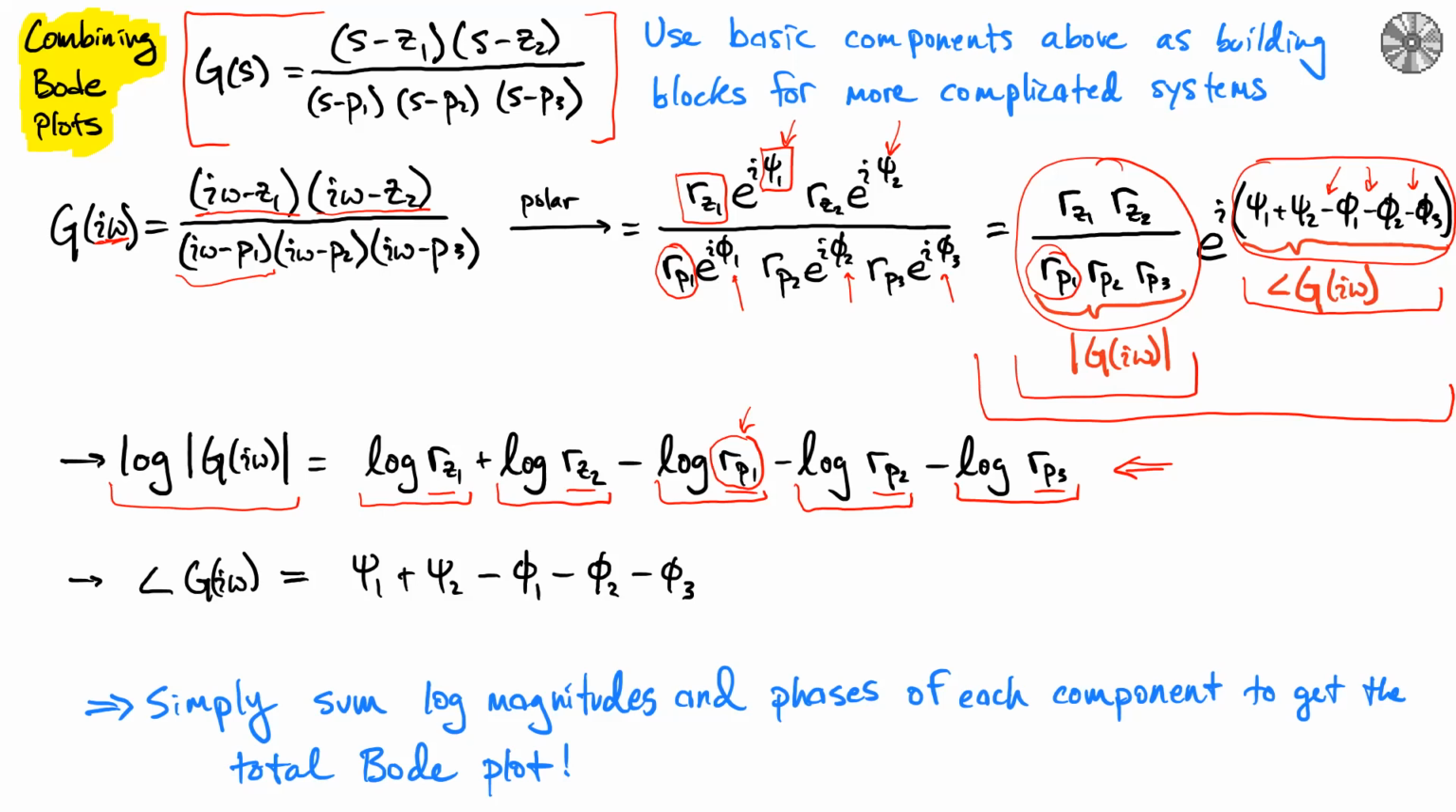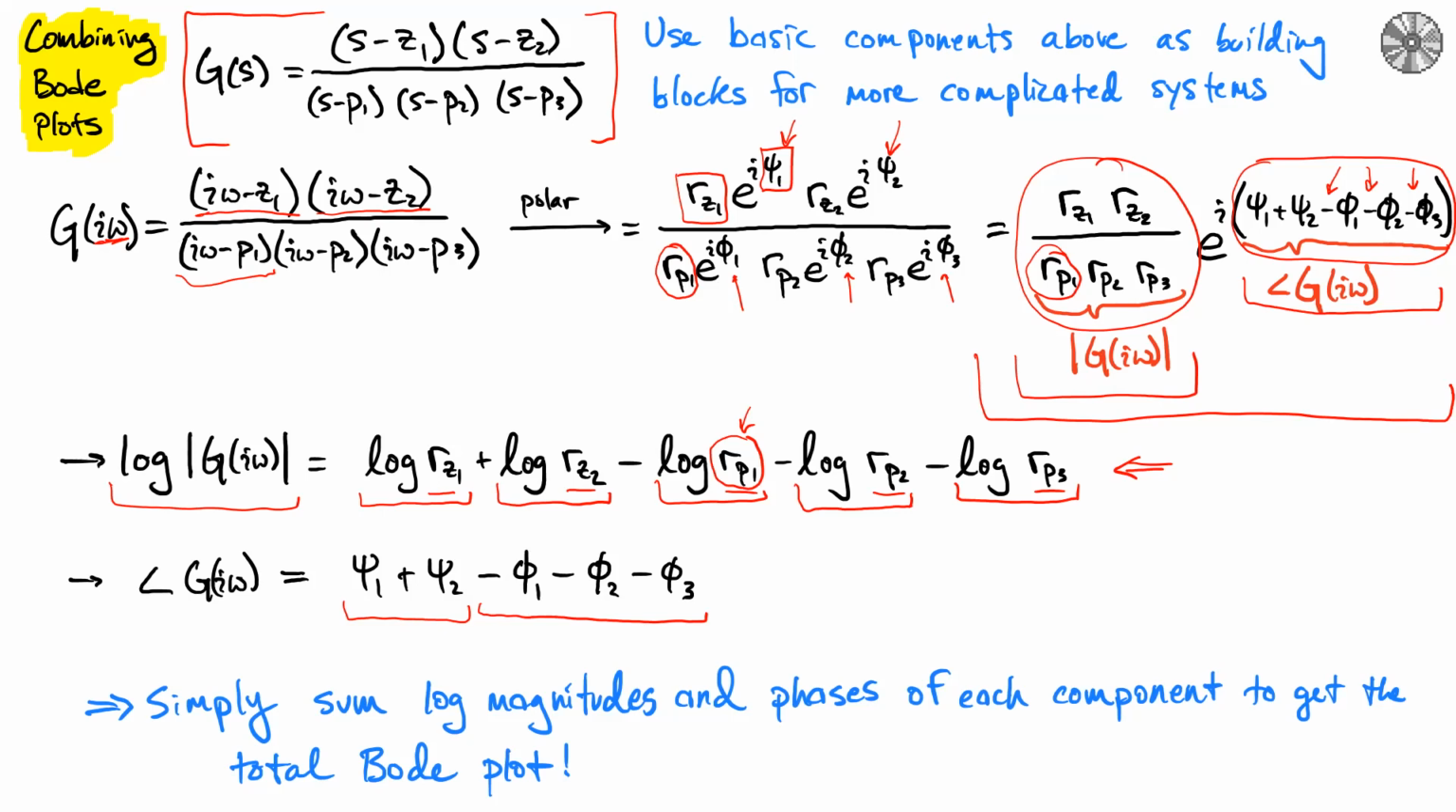In the same way, if we just look at the angle that we've defined here, the angle is just given by, again, the sum from the zeros, the zero angles, and then subtracting off the pole angles. And so if we just simply sum log magnitudes and sum phases of each of these components, then we can aggregate the complete Bode plot.